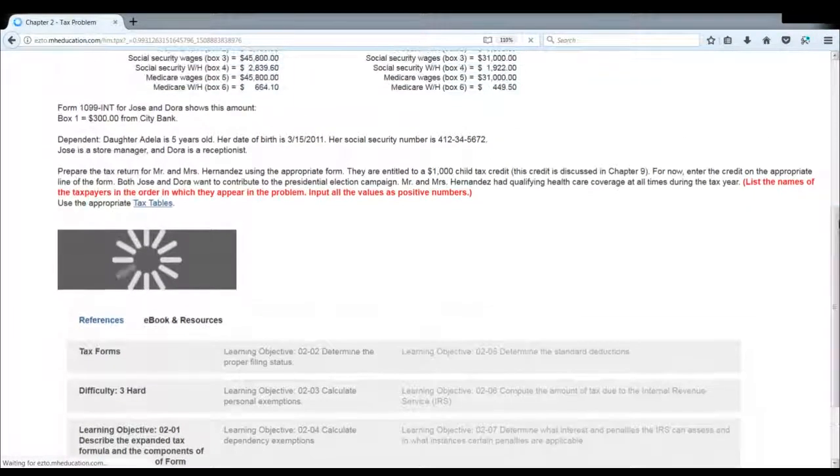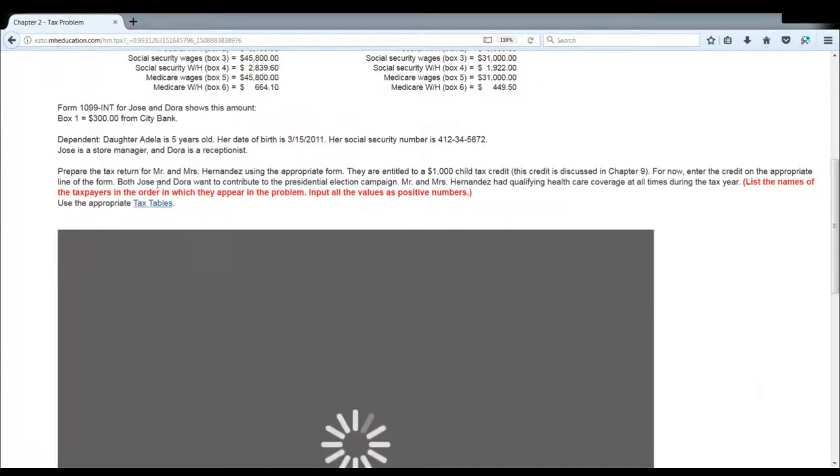Okay, so for me, what I want to know is, it says prepare the tax return for Mr. and Mrs. Hernandez using the appropriate form. They are entitled to a $1,000 tax credit. For now, enter the credit on the appropriate line of the form. Both Jose and Dora want to contribute to the presidential election campaign. Mr. and Mrs. Hernandez had qualifying health care coverage at all times during the tax year.